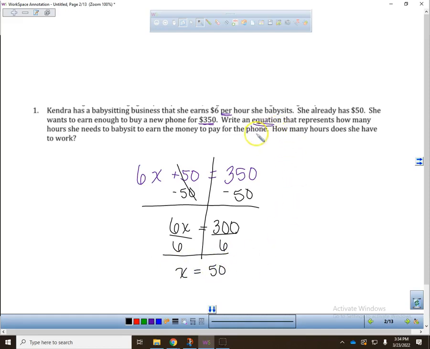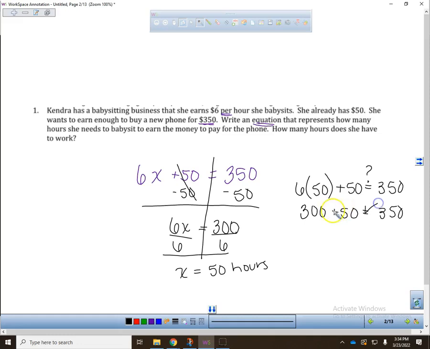I need to answer my problem in context to the question. The question wants to know how many hours. So my response is 50 hours. Kendra needs to babysit for 50 hours. I'm going to go ahead and check my answer just to see if it makes sense. $6 times 50 hours plus the $50 she's already made should equal $350. So 6 times 50 is 300 plus the $50 she's already made. And yes, I see that 300 plus 50 is 350. So your solution here would be 50 hours.